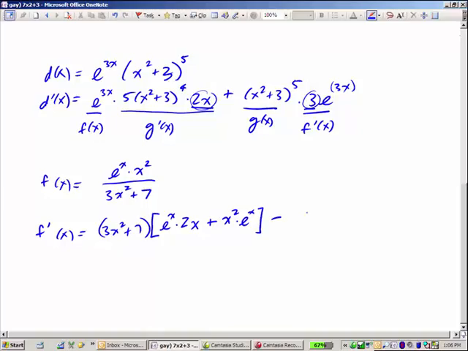So there's low D high minus high, e to the x times x squared, D low, all over.